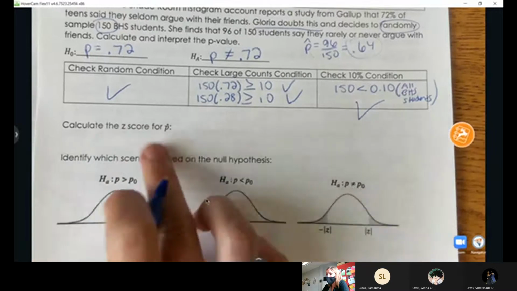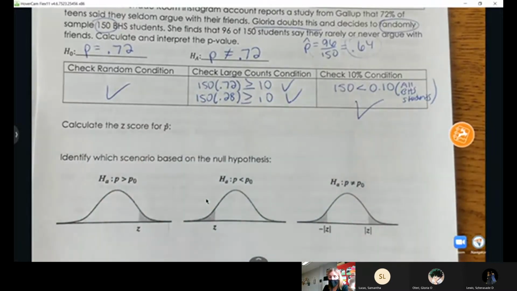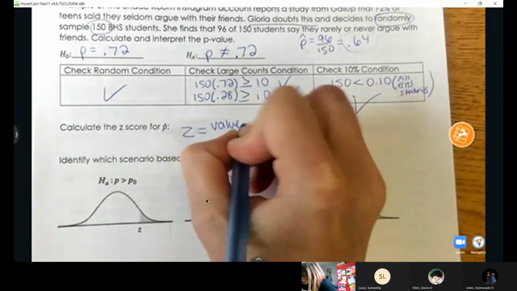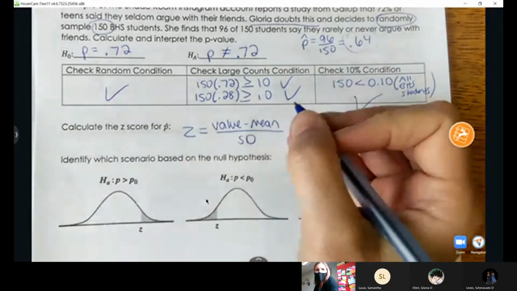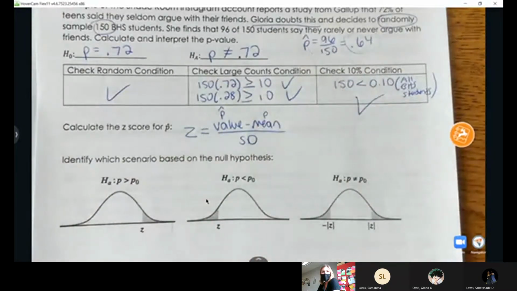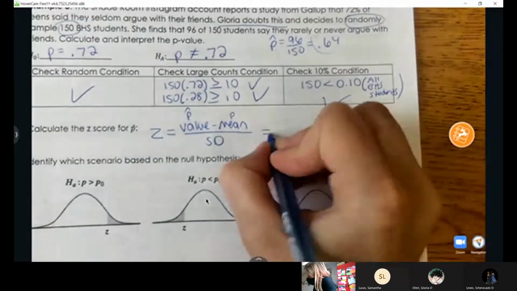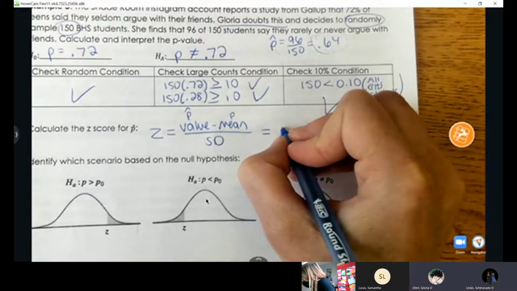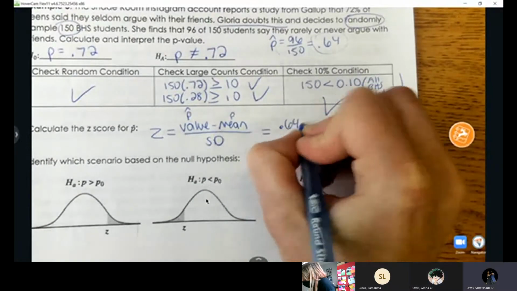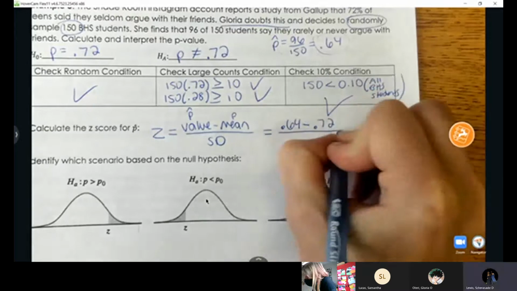All right, calculate the Z score for P hat. That's all this whole test is. It's just a Z score, so it seems intimidating, but it's not. So remember, with Z score, we would do value minus mean over standard deviation. But instead of value, we're going to use P hat. And instead of mean, we're going to use P. So what's my P hat? 0.64. Perfect. Minus my P, which is 0.72.